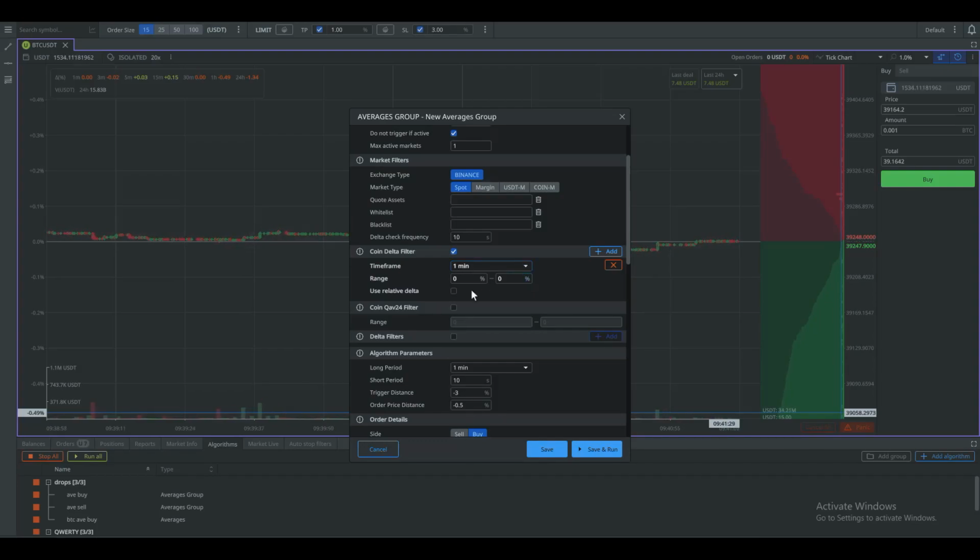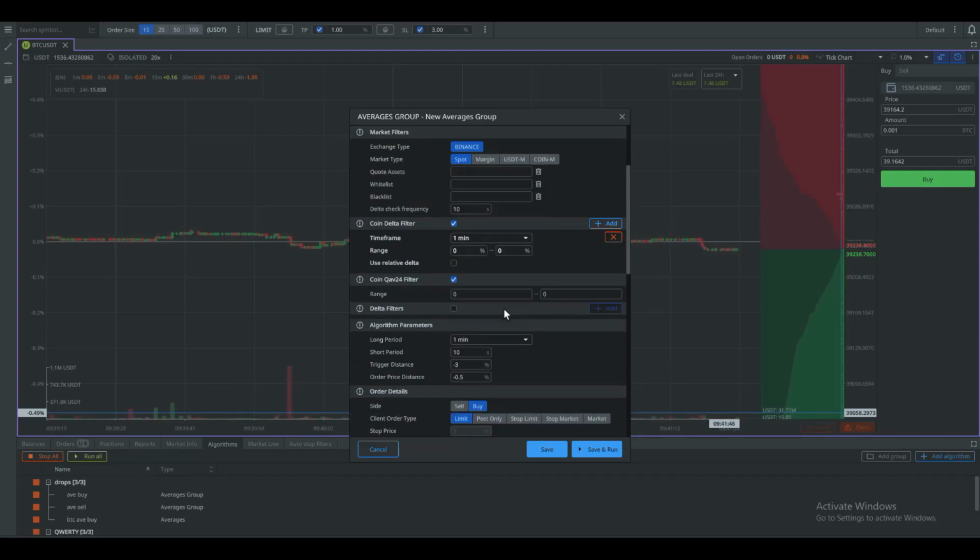Use relative delta allows you to use positive or negative delta. If you want to use positive delta, the values in the range field must be positive, and for negative delta, the values must be negative. You have to specify the value from lower to higher. Coin quote asset max volume filter allows you to set the minimum and maximum volume of trades at certain pairs in 24 hours. If the volume is less or more than the set values, the algorithm will not work and orders will be cancelled.